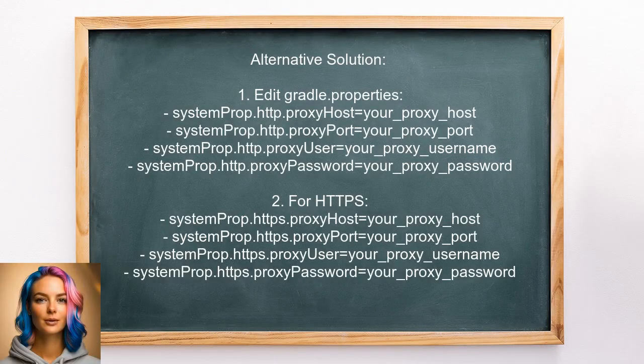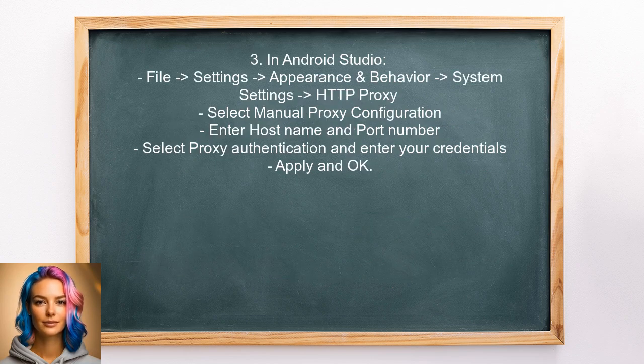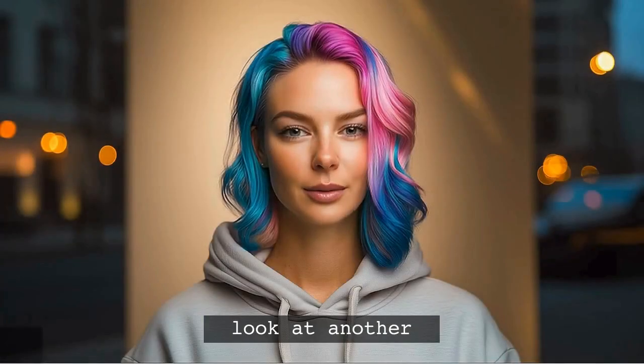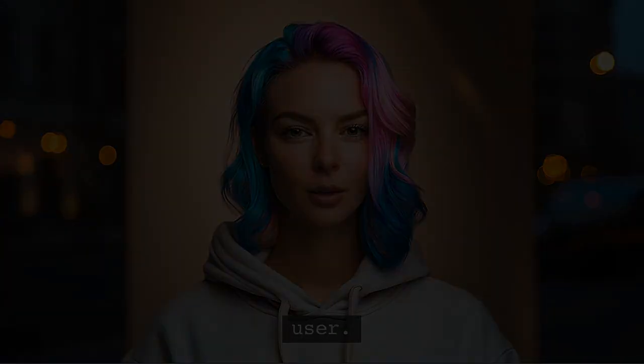An alternative solution provided by another user suggests configuring your proxy settings in the Gradle.properties file. For HTTP, add your proxy host, port, username, and password. Do the same for HTTPS. Then, go to the settings in Android Studio. Select Manual Proxy Configuration and enter your details. Finally, apply the changes. Let's take a look at another answer from another user.